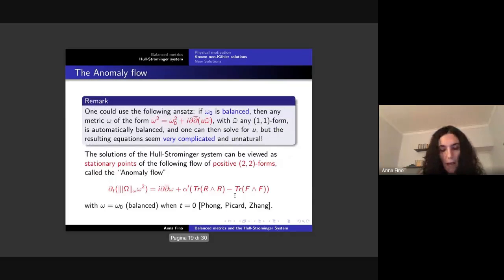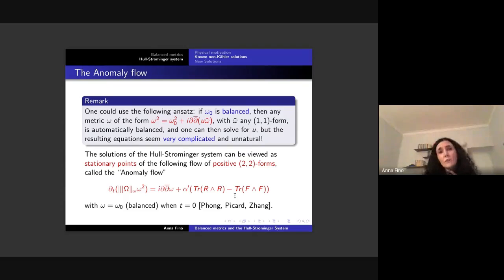Here, I just want to mention, I will be very quick, but I cannot talk about the Hull-Strominger system without mentioning the anomaly flow, because Phong, Picard, and Zhang first gave another proof of the Fu-Yau theorem, but anyway gave many ideas on how to study the evolution of balanced metrics and conformally balanced metrics.